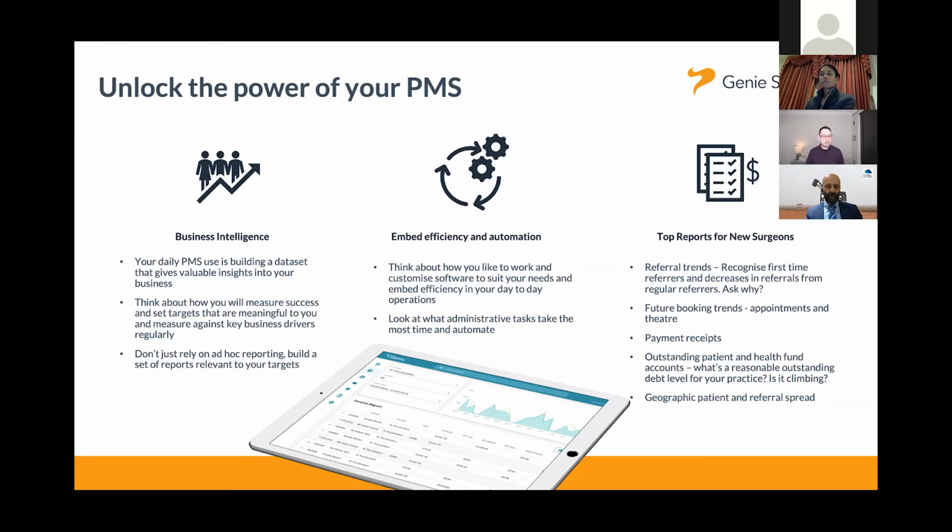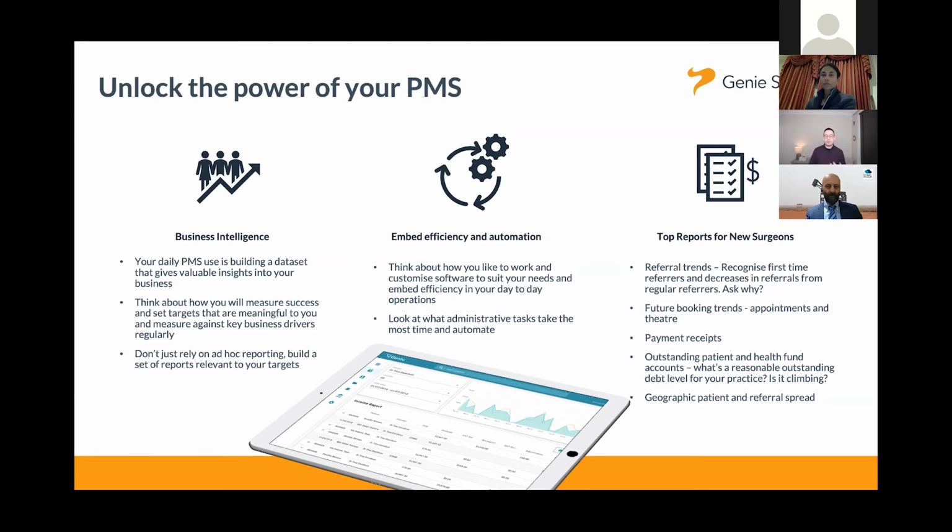One thing I do see people do regularly is they rely just on ad hoc reporting, which makes them feel like they're in control, but they don't really know what's happening in their business. So it's really important to have a set of reports that you're looking at regularly and comparing, so you've got a really deep understanding of what's happening in your business. Embedding efficiency and automation in your practice is really, really important. So invest a little bit of time in customizing and making sure that your processes are great and make sense, and then look at what administrative tasks can be automated and do that.